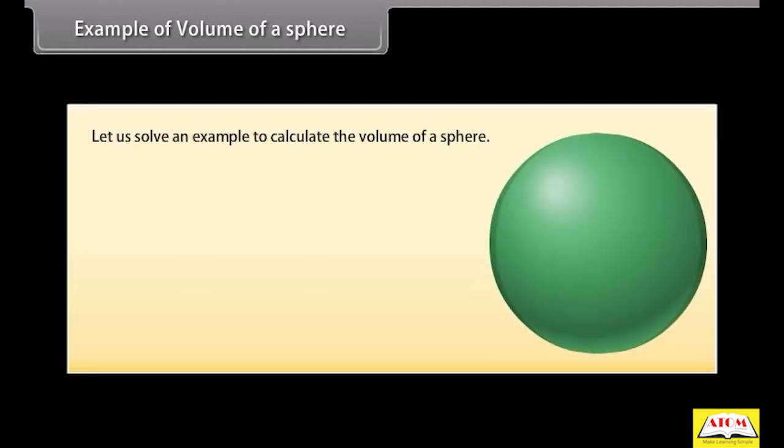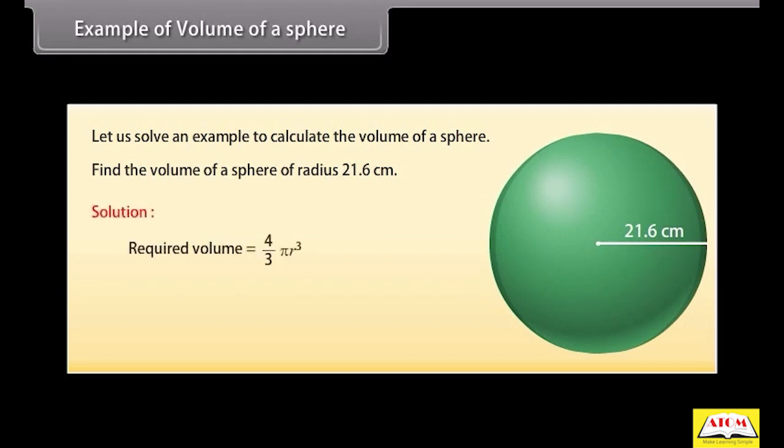Example of volume of a sphere. Let us solve an example to calculate the volume of a sphere. Find the volume of a sphere of radius 21.6 centimeter. Solution. Required volume is equal to 4/3 pi r cube, which is equal to 4/3 into 22/7 into 21.6 into 21.6 into 21.6 centimeter cube, which is equal to 4230.34 centimeter cube.